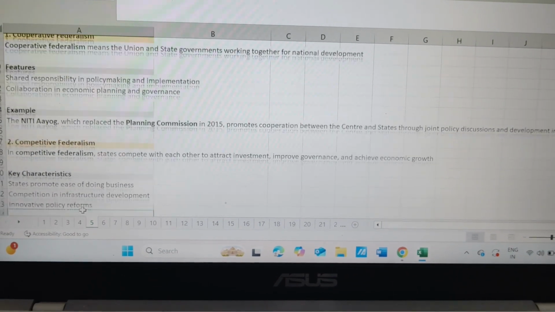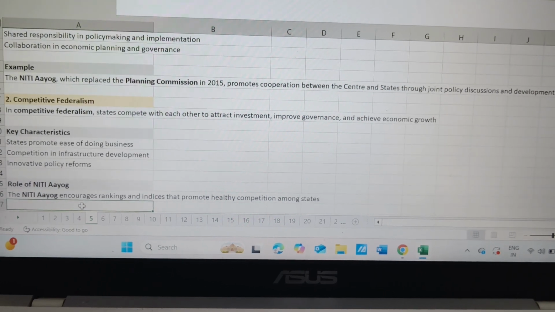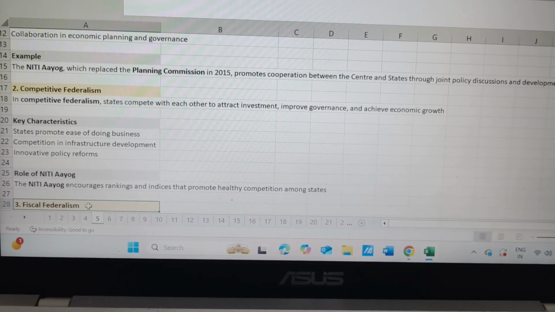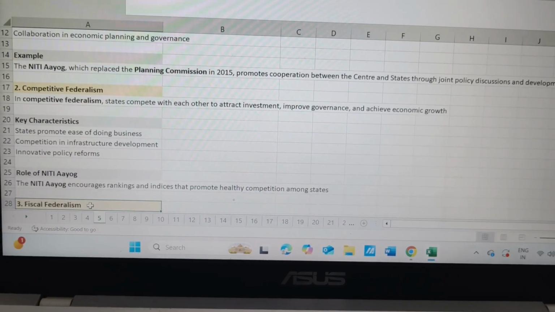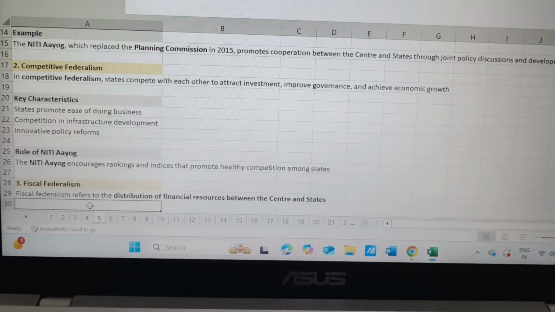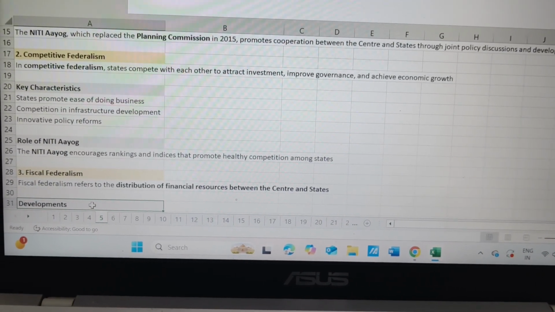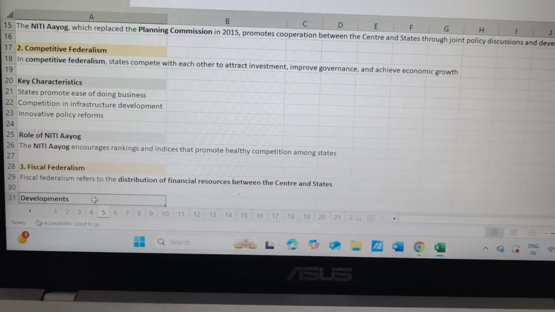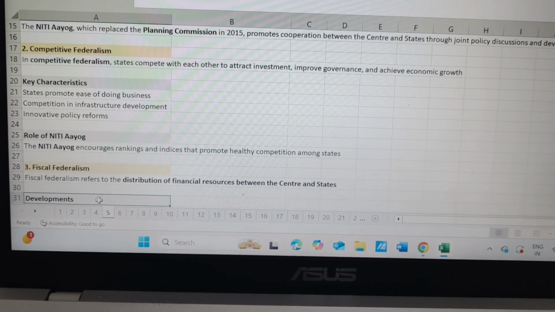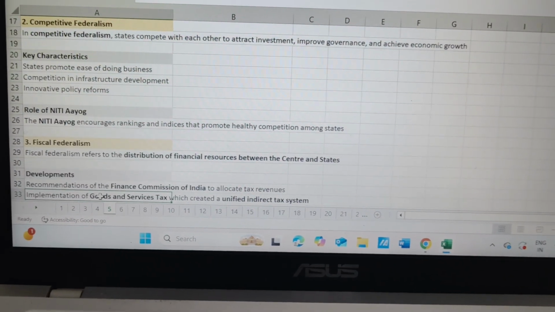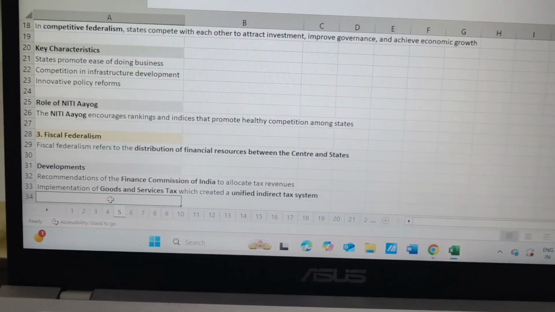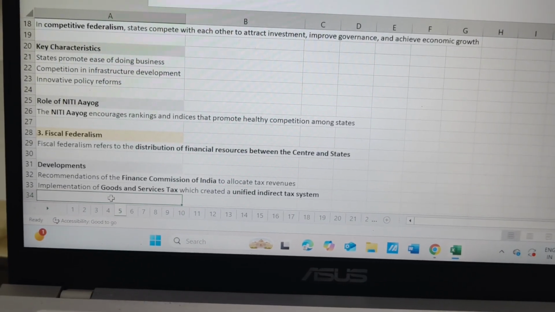Now, let us talk about competitive federalism. In competitive federalism, states compete with each other to attract investment, improve governance, and achieve economic growth. Key characteristics are that states promote ease of doing business, competition in infrastructure development, and innovative policy reforms. Role of Niti Aayog: the Niti Aayog encourages rankings and indices that promote healthy competition among states.